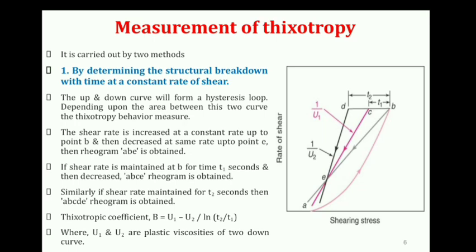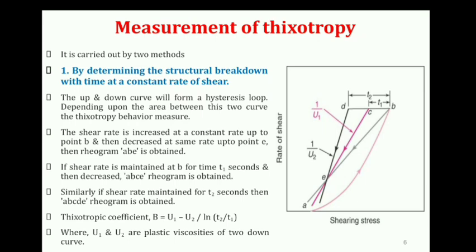Now you see the area under this curve, that is ABCE, compared to the first curve, that is ABE. The area under the hysteresis loop has now increased, meaning the thixotropic behavior increases. Similarly, if the rate of shear is maintained for T2 seconds, then the ABCDE rheogram is obtained.